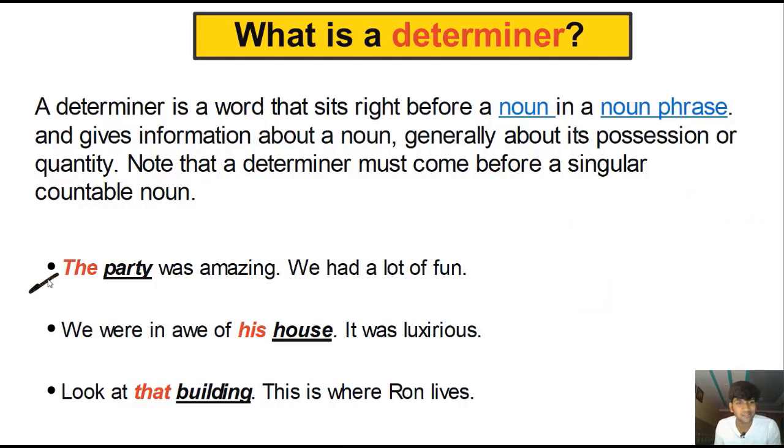Example number one: the party was amazing, we had a lot of fun. So the is a determiner, party is the noun. The party is a noun phrase working as the subject of the sentence. All right, so party is the head word, is the noun. The is a modifier, a determiner, right, giving information about the noun party. Now it's making the noun party specific. Both the speaker, I, and the listener, you, know which party I'm talking about.